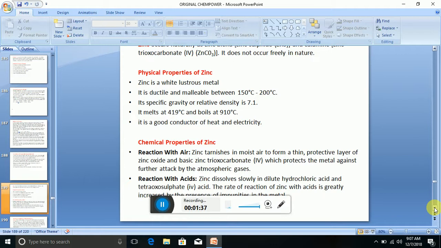Reaction with acids. Zinc dissolves slowly in dilute hydrochloric acid and tetraoxosulfate(VI) acid. The rate of reaction of zinc with acids is greatly increased by the presence of impurities in the metal.